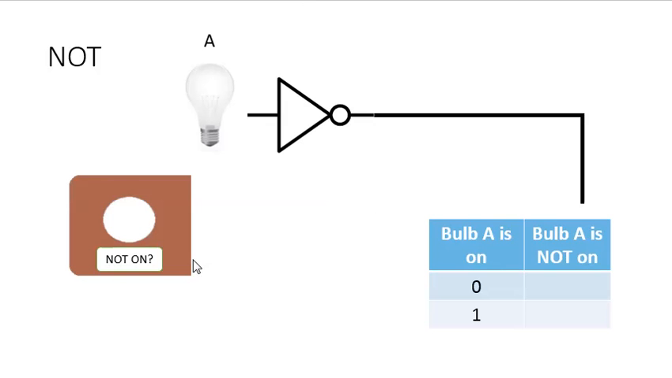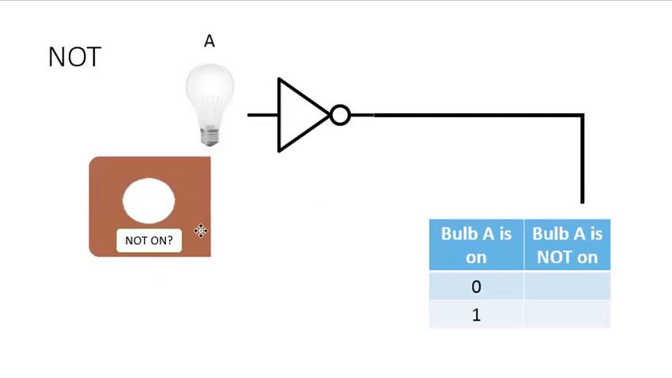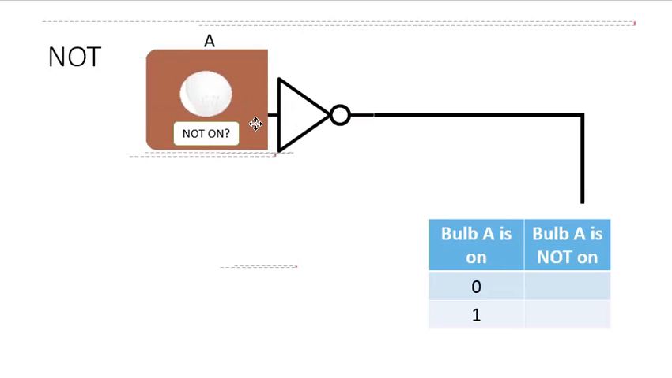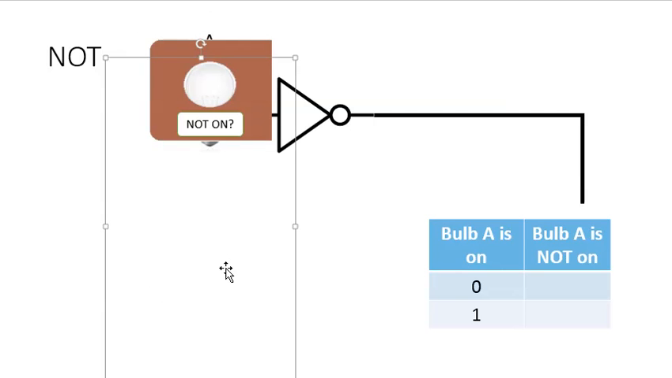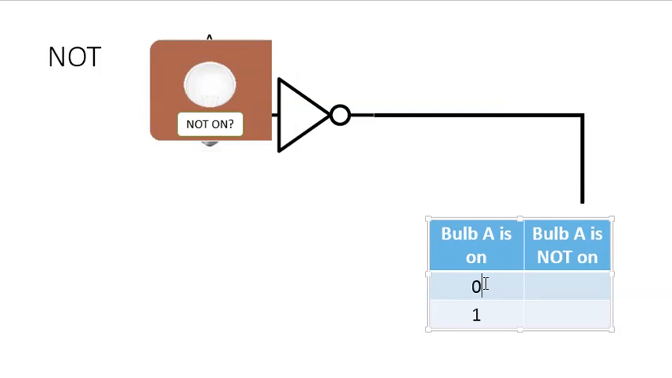Let's see now what happens if we bring our special pair of goggles called not on and look at the light bulb through the point of view of the not on question. At the moment, the situation we have is that bulb A is in fact not on, being false. In other words, bulb A being on is false. If I now look at it through the perspective of the not on lens, bulb A is not on is in fact now a true statement.